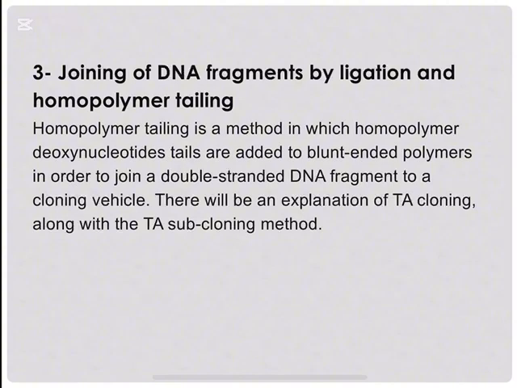And now to the third step here is joining of DNA fragments by ligation and homopolymer tailing. Homopolymer tailing is a method in which homopolymer deoxynucleotide tails are added to blunt-ended polymers in order to join a double-stranded DNA fragment to a cloning vehicle. There will be an explanation of TA cloning along with the TA subcloning method.